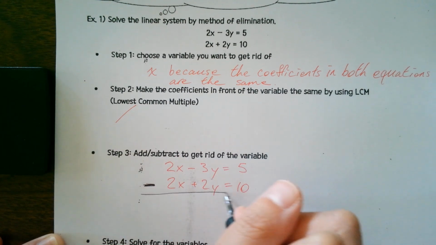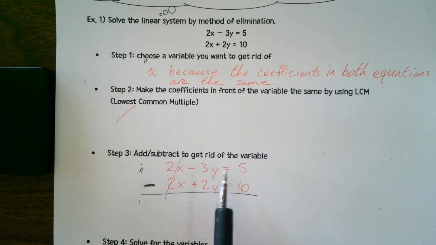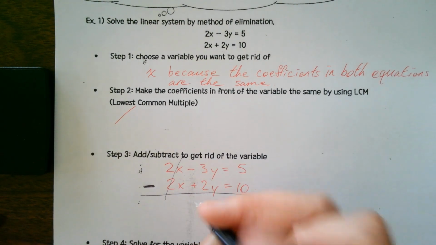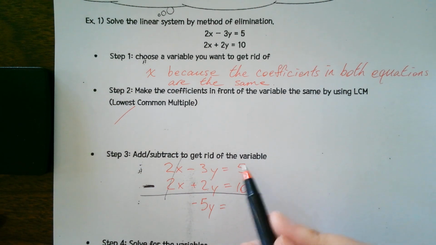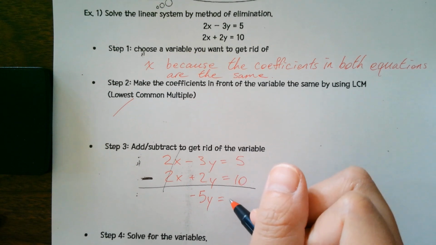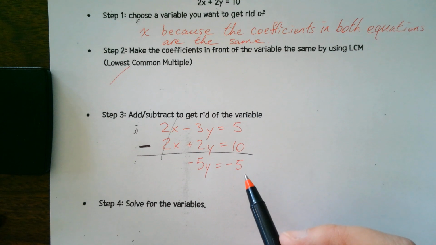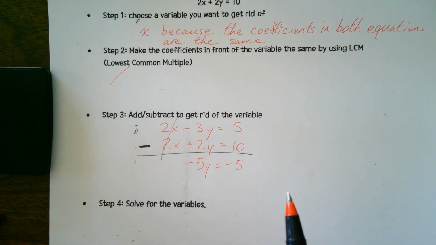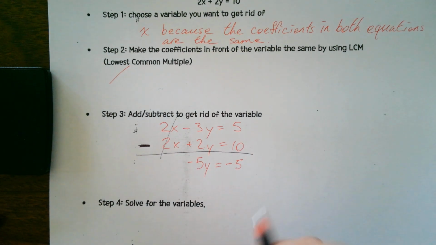Now I'm going to subtract both equations. So 2x minus 2x, that's gone. Negative 3y minus 2y, you get? Yeah. Negative 5y. 5 minus 10? Negative 5. Yeah, so now, no more x. If you do elimination correctly, after this step, you should have only one variable left. If you still see an x and a y, that means you did it wrong.